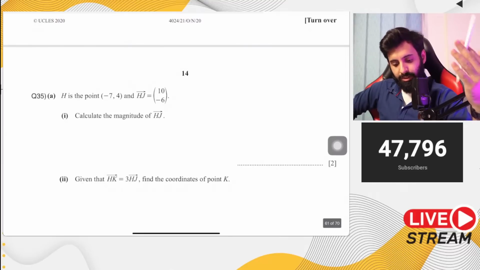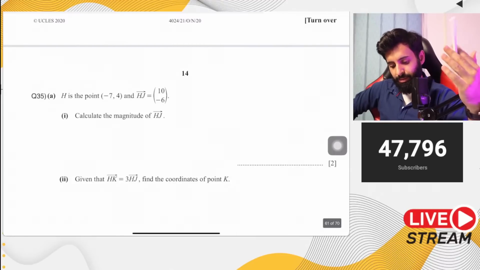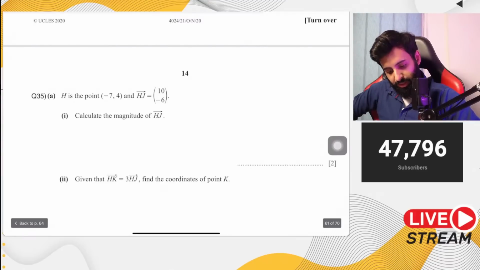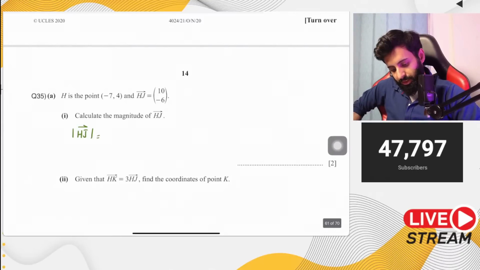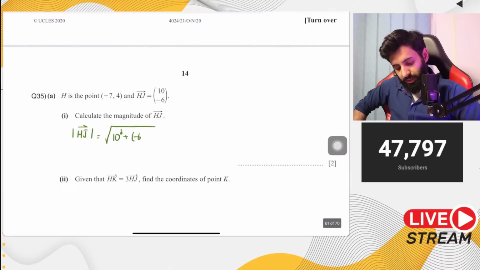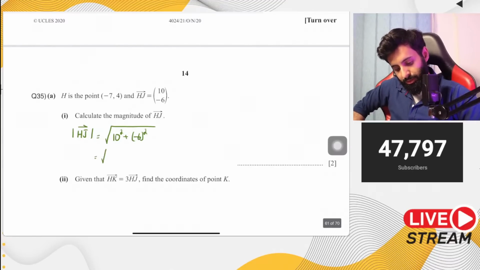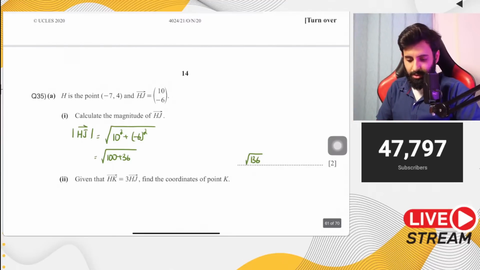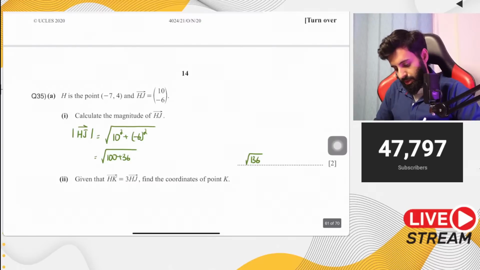So here it says H is the point minus 7 comma 4, HJ, you're given, in a column vector is 10 comma minus 6. Calculate the magnitude of the vector HJ. Okay, so pretty easy. Square root of 10 squared plus minus 6 squared, so that means we're looking at square root of 100 plus 36, which is equal to square root of 136. Okay, so square root of 136 equals to what? 11.66, so we'll write it as 11.7.